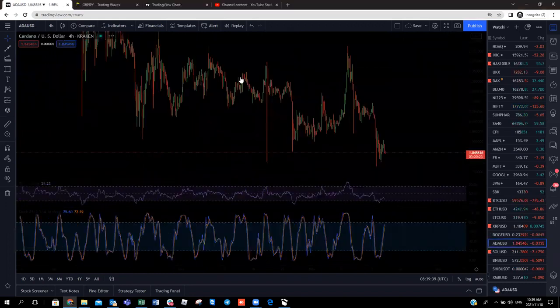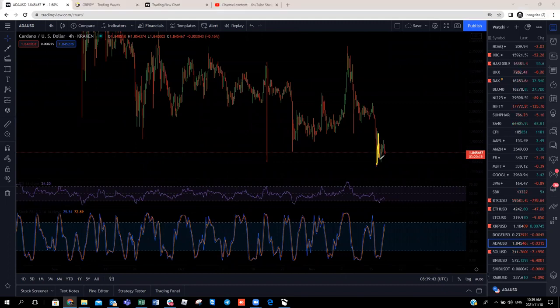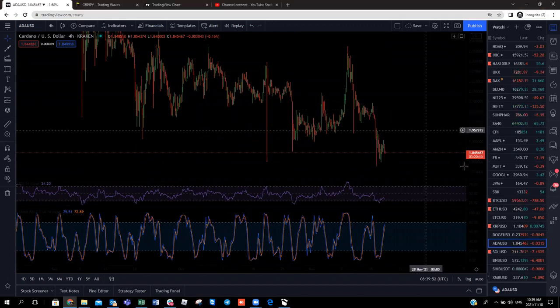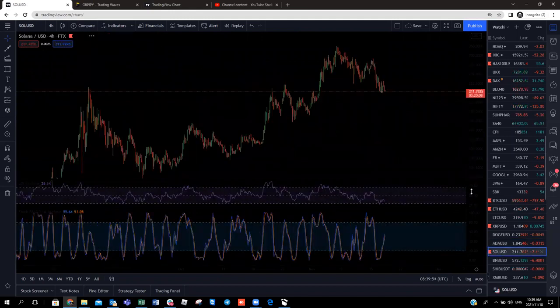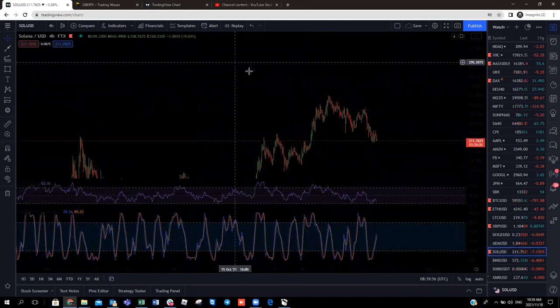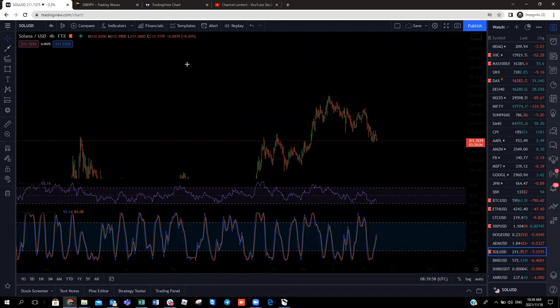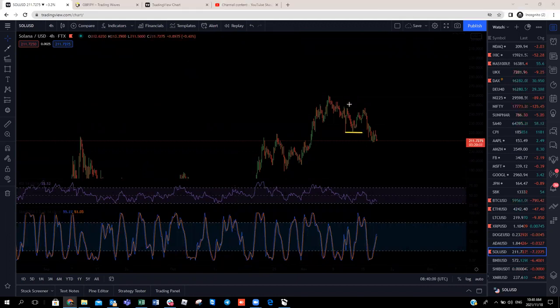ADA. Looks like we're going to continue lower here as well. And we can be consolidating around these levels before pushing to the upside. Right, Solana. Solana, so far it's a 3-wave move. One, two, 3. Still showing continuation to the downside there, Solana. We're expecting that.